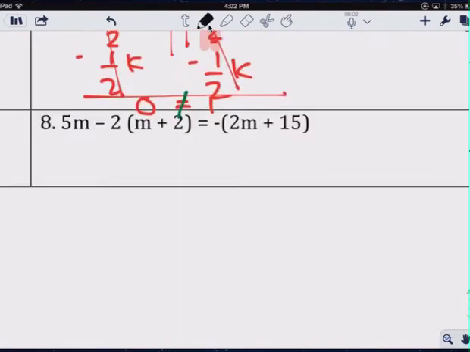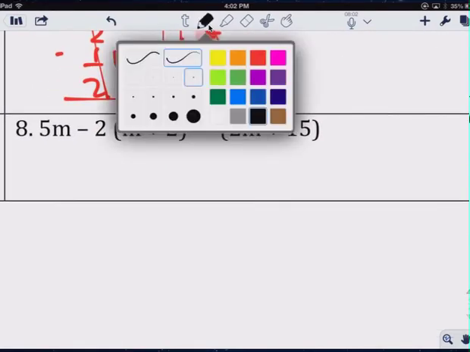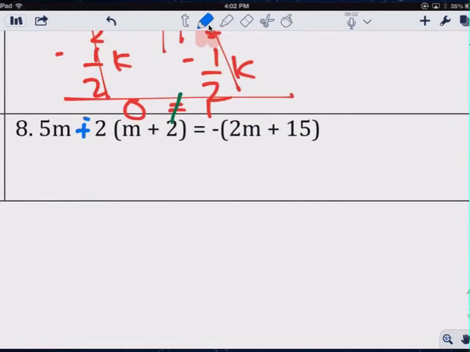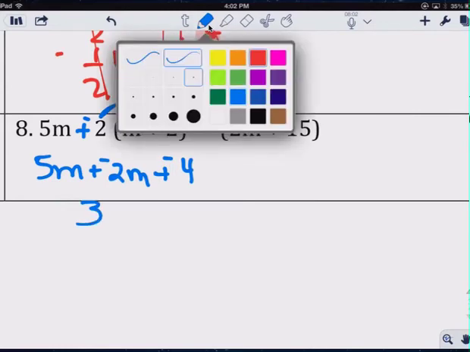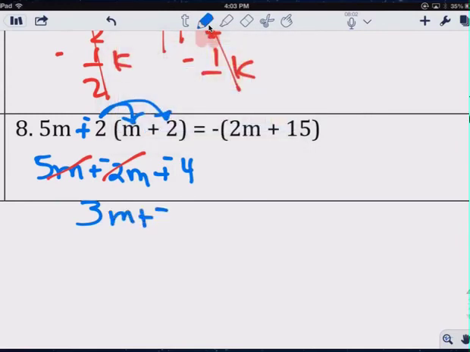Number 8. Okay, this is negative, so plus a negative. Distribute. I'm going to erase the other one. Sorry, it's interfering. But you know the answer to it. Look at previous. Okay, that's negative 2m plus a negative 4, and this is 5m. Okay, that's combine like terms. Okay, we're good on this side.